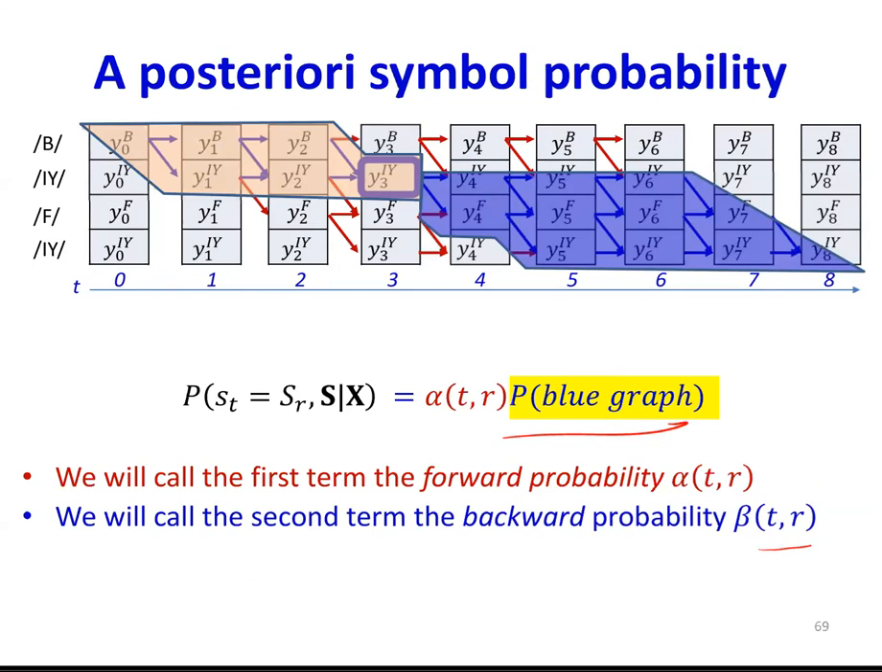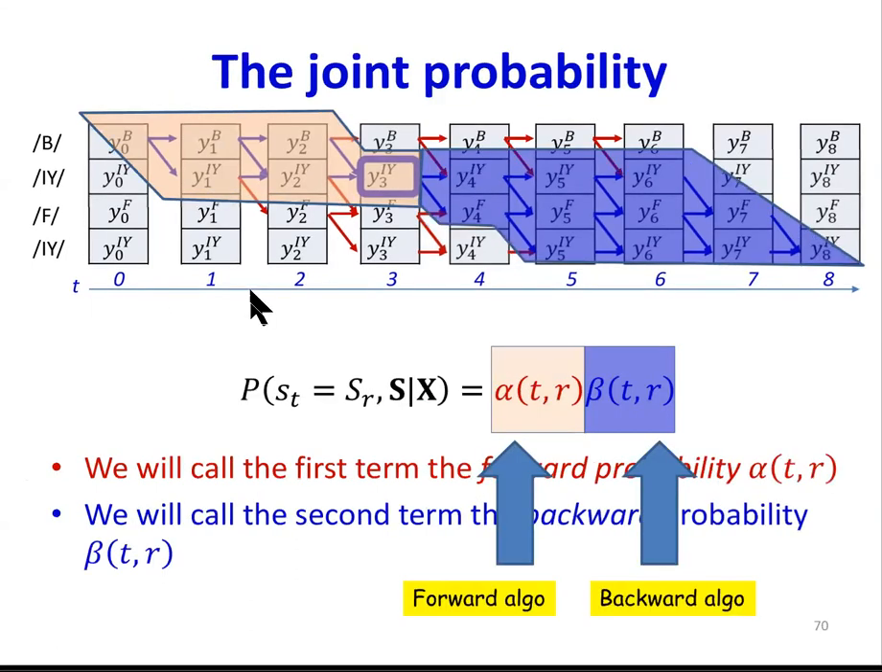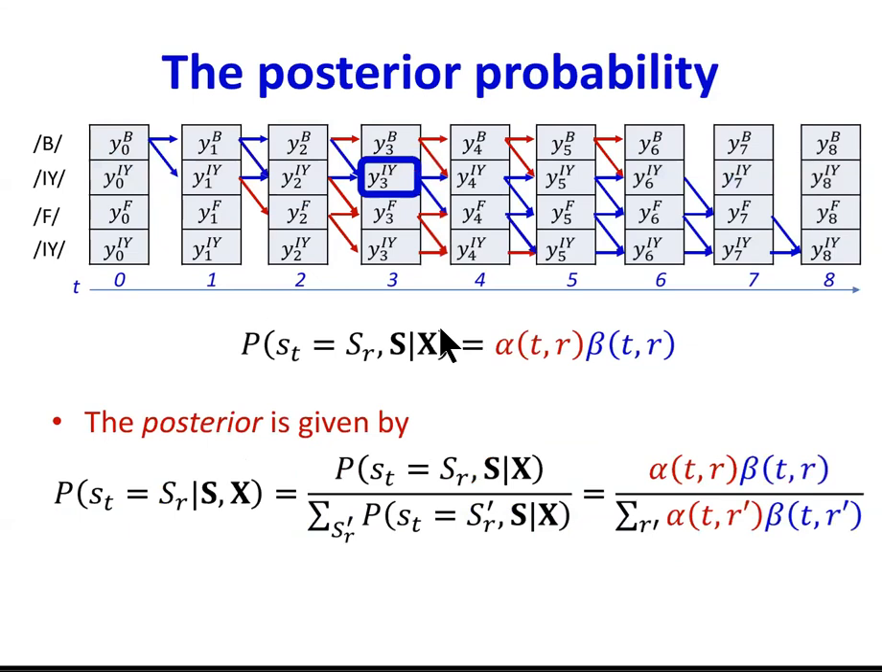And so now I have computed beta TR for every single node in the graph once I perform the backward algorithm. And so now, if I want to compute the total probability of the subgraph that goes through this node, I just have to multiply alpha TR and beta TR. Correct? Everybody with me? Easy, right?